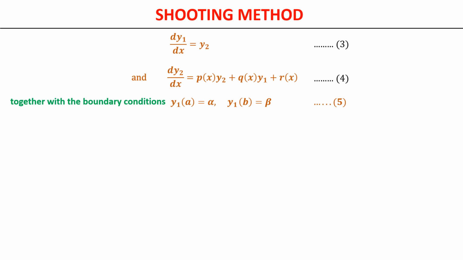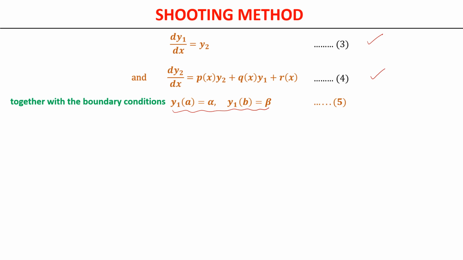Let's rewrite the two first order ODEs that we have defined in our previous slide so that we can proceed further. So we have two first order ODEs that we have seen, equations 3 and 4. And now let us look at what these boundary conditions imply.